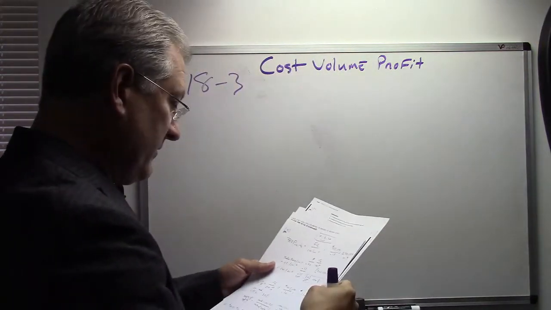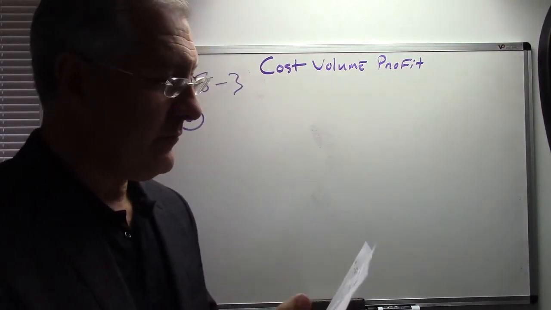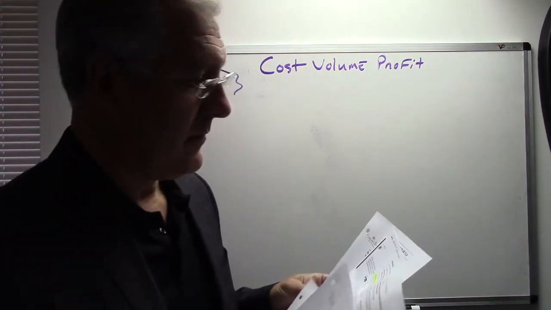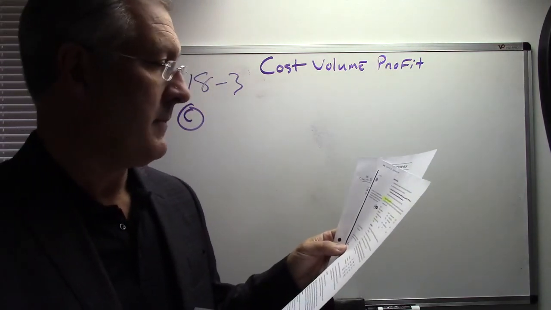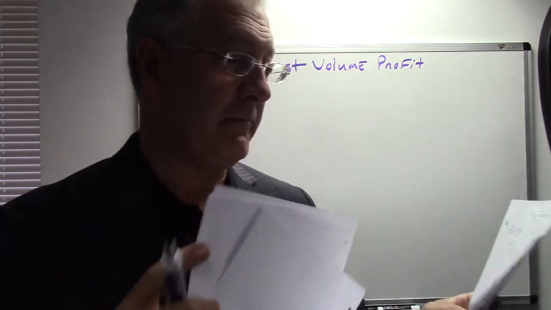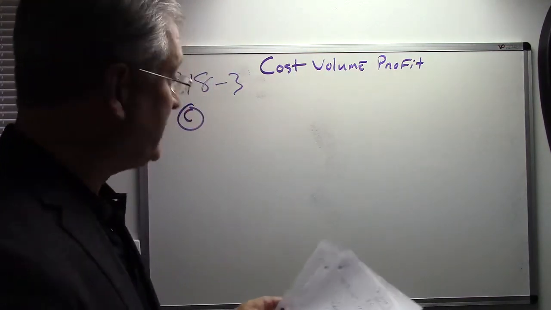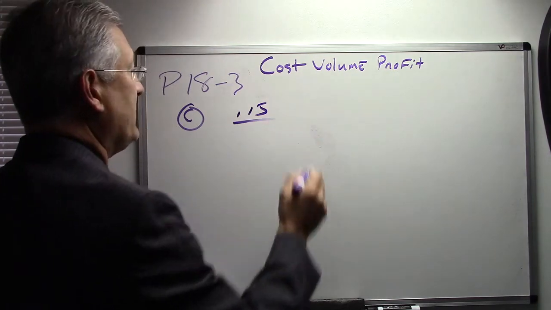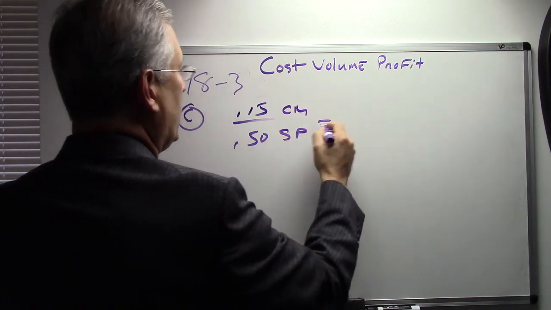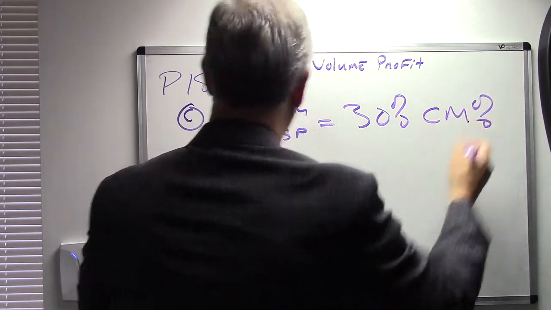Let's look at item C. Item C is asking, compute the contribution margin ratio and the margin of safety. So we've already calculated the contribution margin ratio, which was 15 cents. That's my contribution margin divided by sales of 0.50. We came up with 30%, which is my CM percentage.